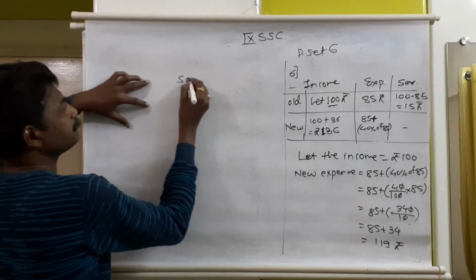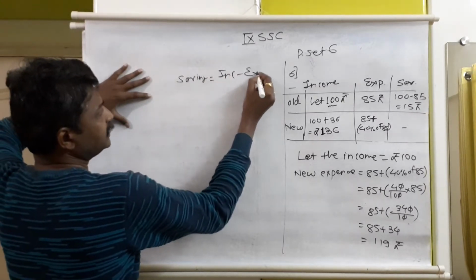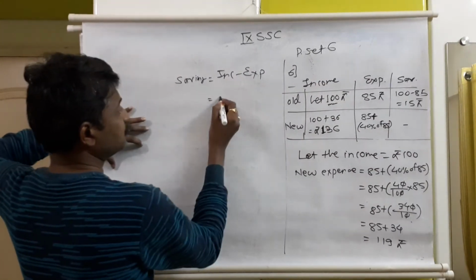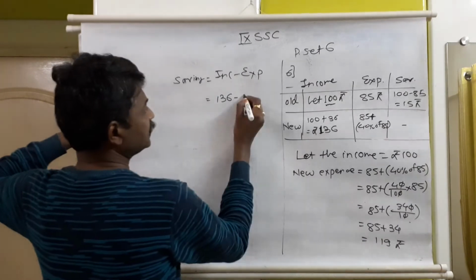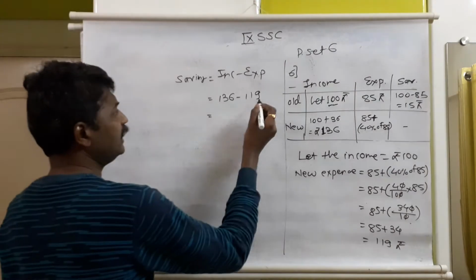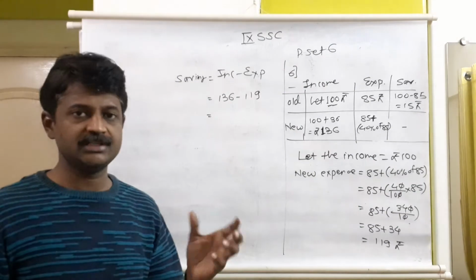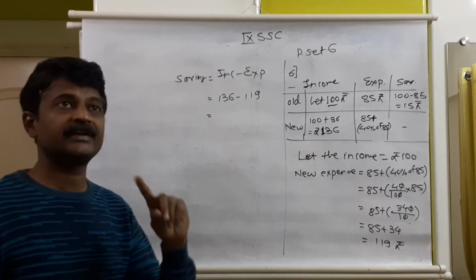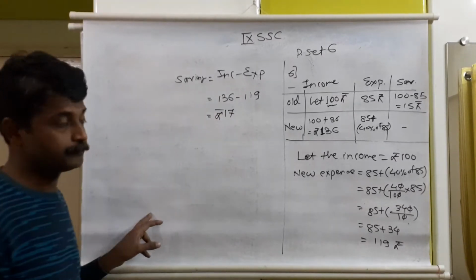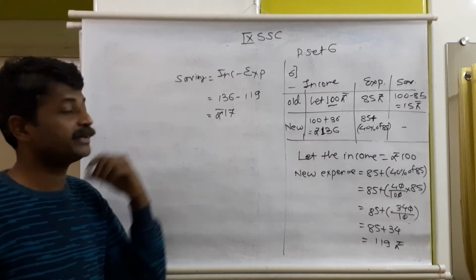So saving is equal to income minus expenses. This is related to the second, not the old. Second, income is 136 minus expense is 119. The difference between both will give us the saving. 119 and 136, the difference: if we add 1 to 119, it will be 120, and the difference between 136 and 120 is 16. 16 and this one, it will come as a difference of rupees 17. Means if the new income is 136, his new saving will be rupees 17.